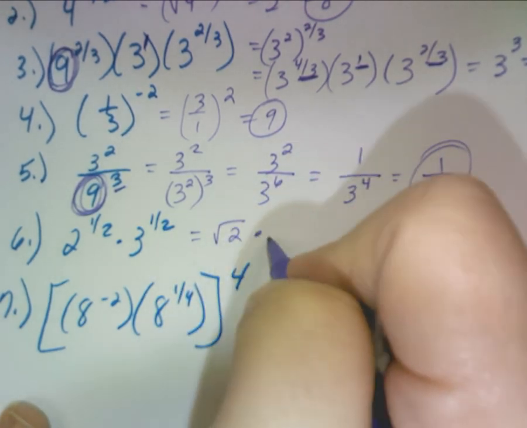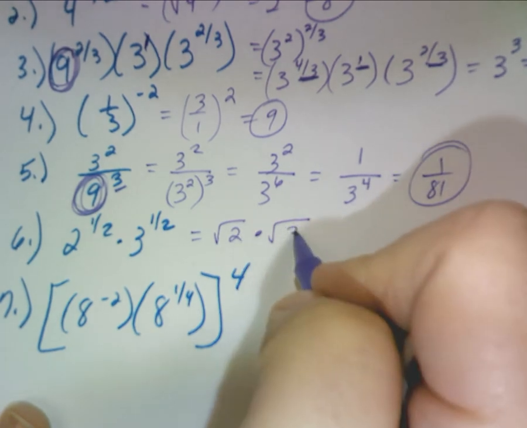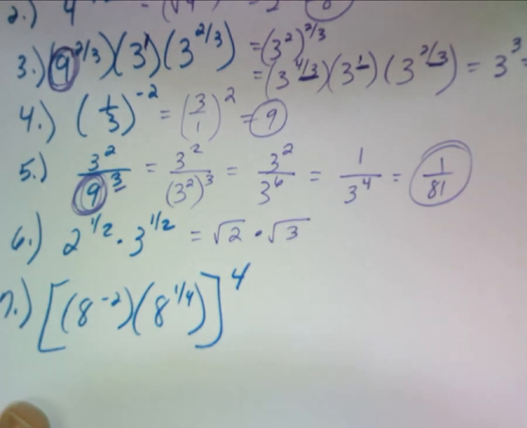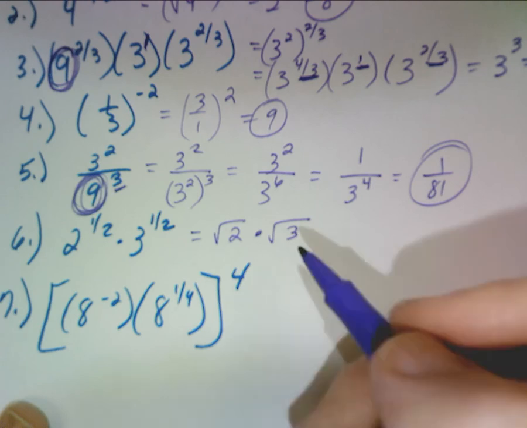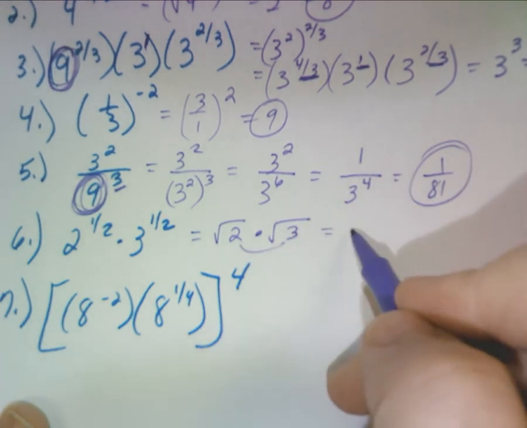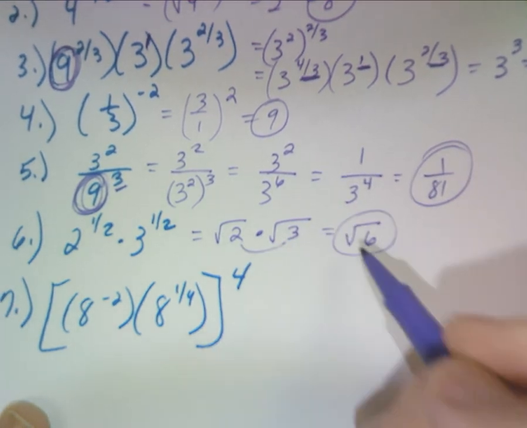3 to the 1/2 is actually square root 3. Are you allowed to multiply like radicals? You are. You're allowed to multiply what's underneath. So that's actually root 6, or 6 to the 1/2.